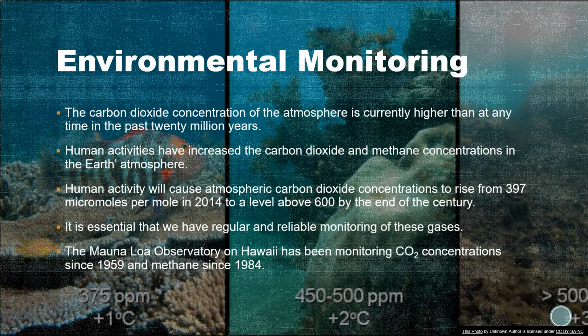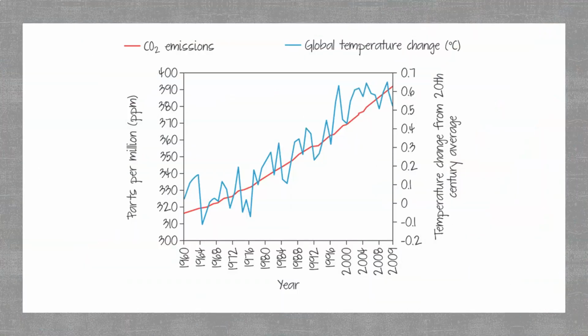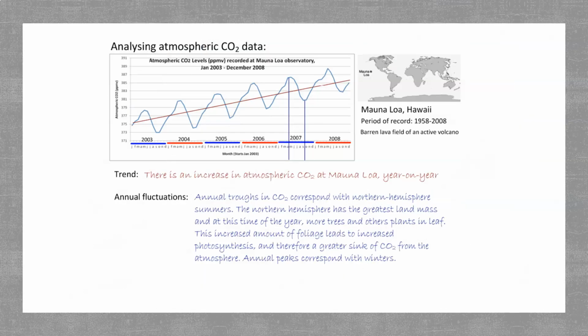The Mauna Loa Observatory on Hawaii has been monitoring carbon dioxide concentrations since 1959 and methane since 1984. Okay, so here we have some of their data. That other graph should have been after this one. Here we have some of the data from Hawaii. Okay, and you can see the rises and falls, or the annual fluctuations, in the carbon dioxide.